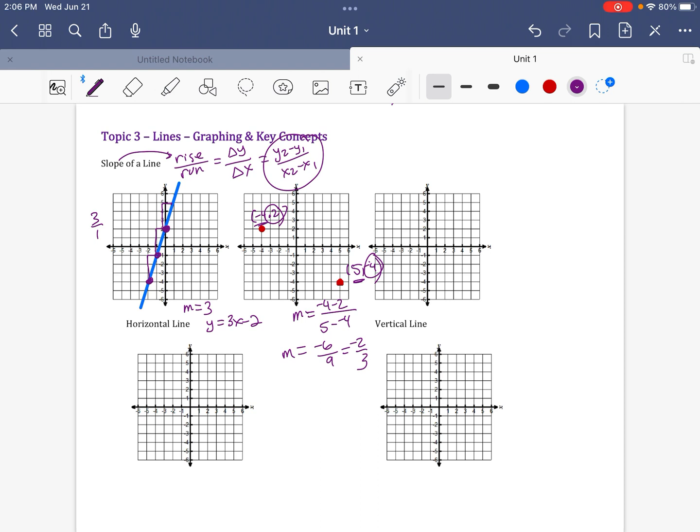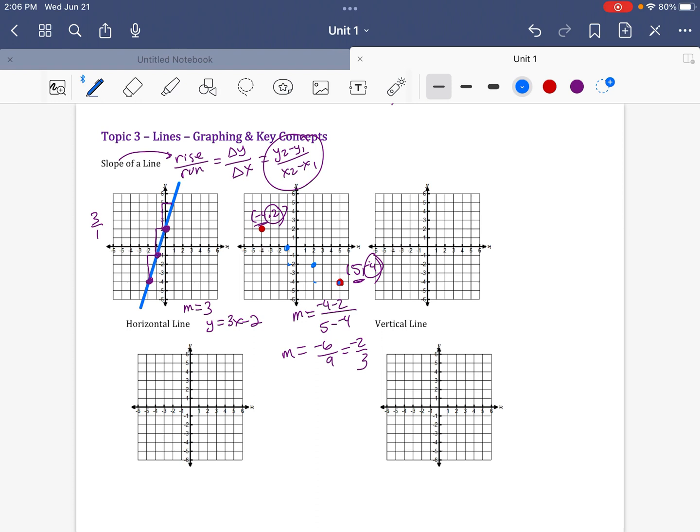So let's see if that makes sense. If I was going to go down 2 over 3, put me to here, down 2 over 3 here, down 2 over 3, yep, it makes perfect sense. So that's the slope. All right, and I don't really have much else to say.